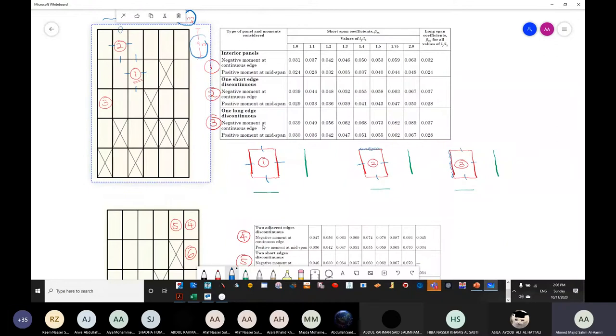Going for the third case, where it says one long edge discontinuous. So 3 are continuous, 1 is discontinuous. We'll see that this is continuous from here, continuous from here, continuous from here, while this one is discontinuous. And this is what I have drawn here. Are we clear about this point? Are we okay?